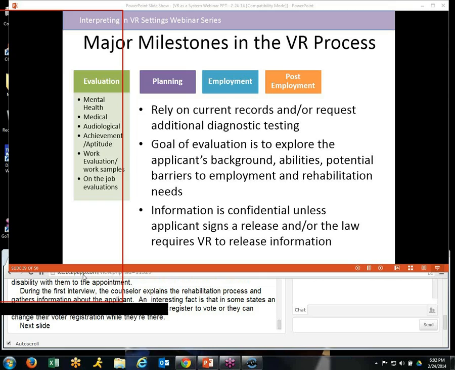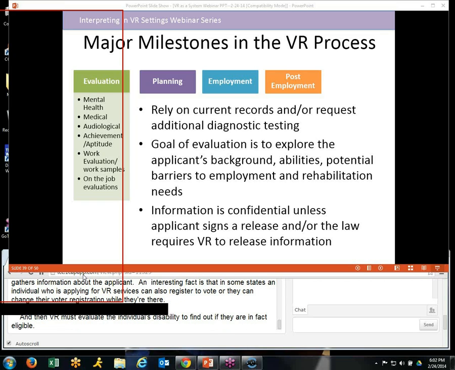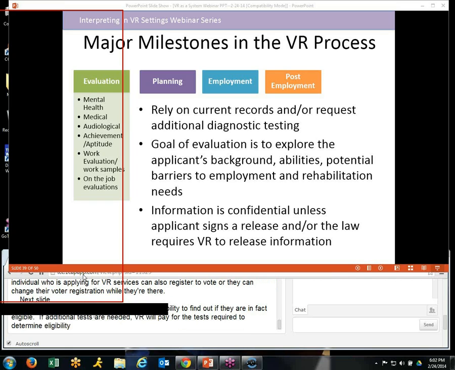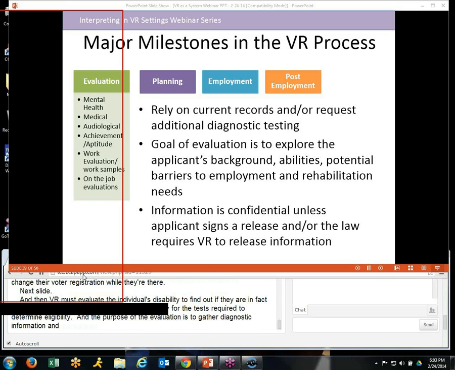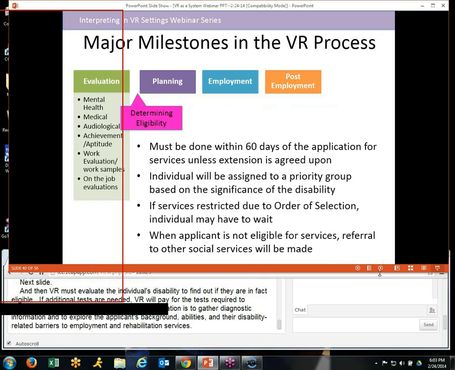And then VR must evaluate the individual's disability to find out if they are in fact eligible. If additional tests are needed, VR will pay for the tests required to determine eligibility. And the purpose of the evaluation is to gather diagnostic information and to explore the applicant's background, abilities, and their disability-related barriers to employment and rehabilitation services. Next slide.